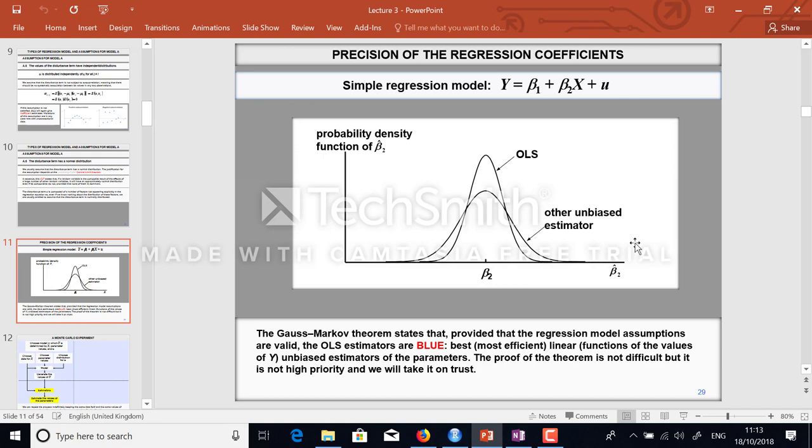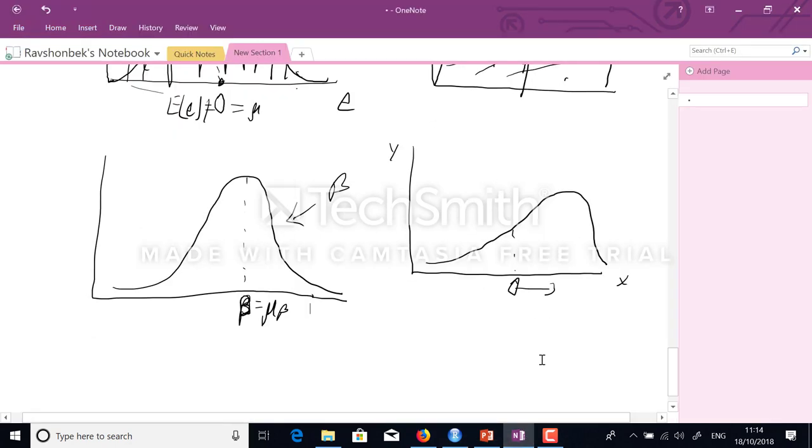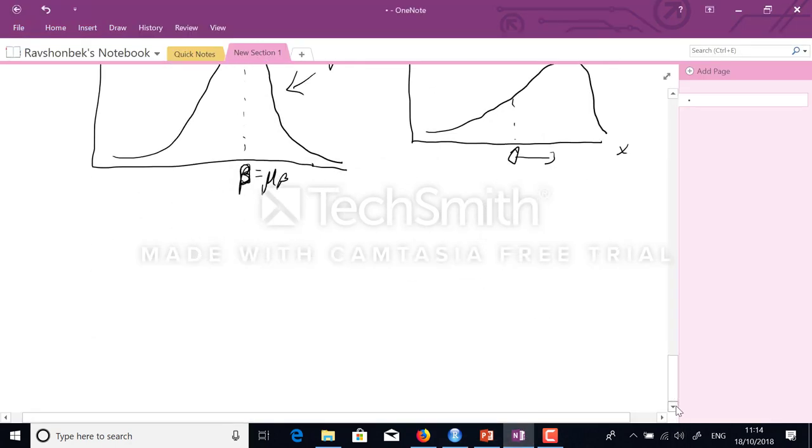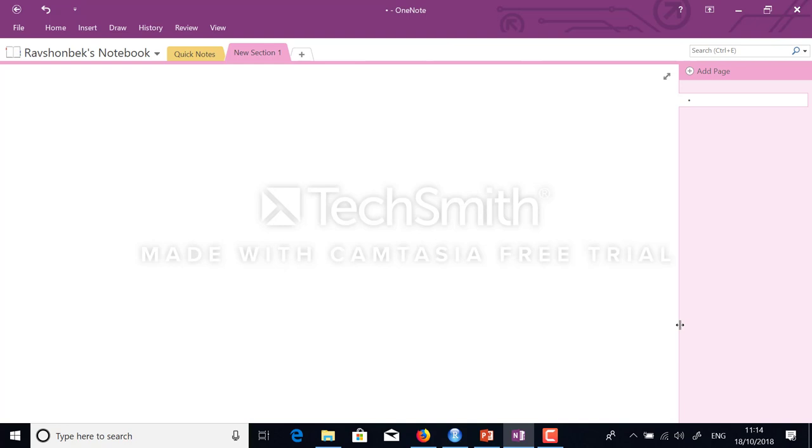So the estimation becomes more efficient? The estimator. In other words, understand this. Okay, let me draw it. Actually, good point. I wouldn't have thought of it without your question. Every time you ask questions, something flashes in my mind. Okay, let's do this.